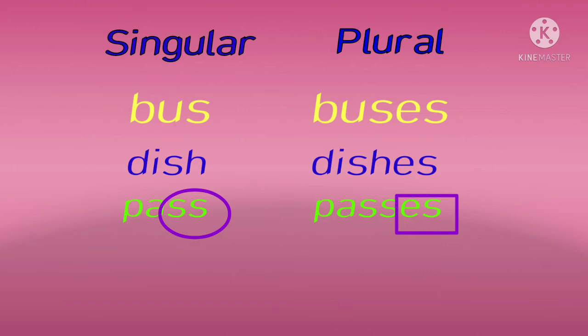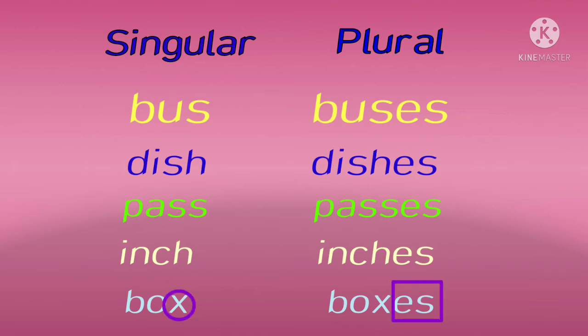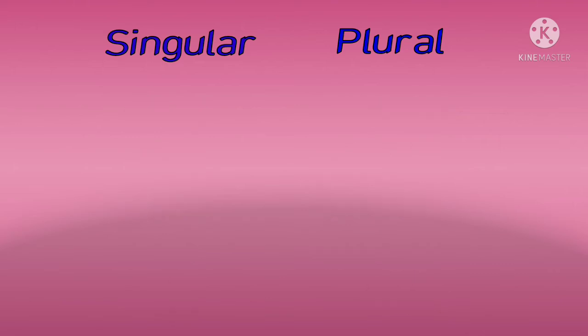pass, singular form, passes, plural form. For the words ending with letter ch also, we need to add es. For example, inch, inches. And last, the words ending with letter x, we need to add es. For example, box, boxes. Now let us learn how to make plural forms of the words ending with o.